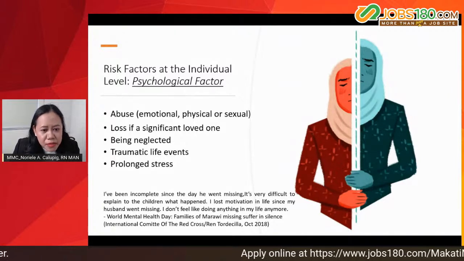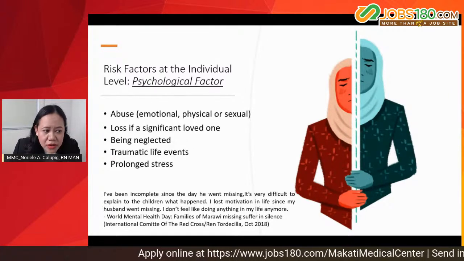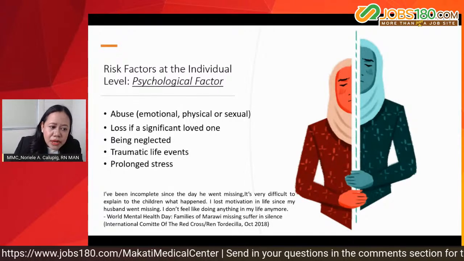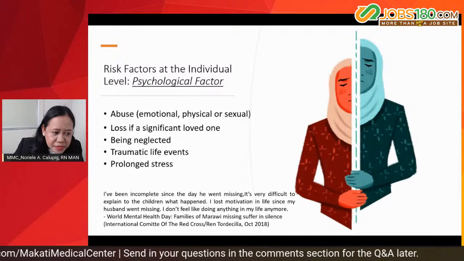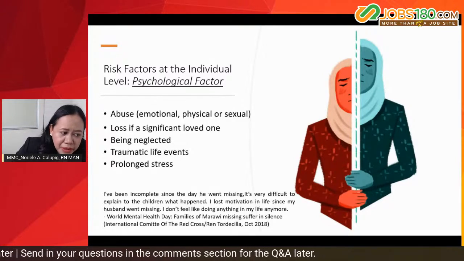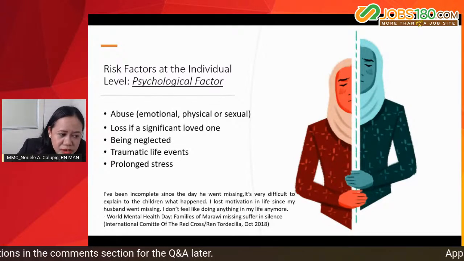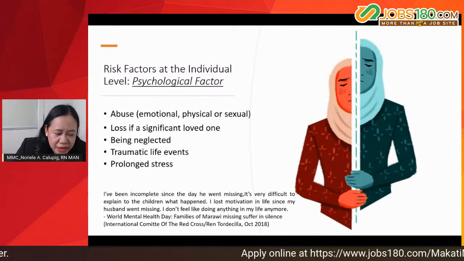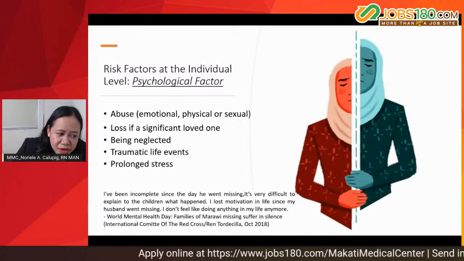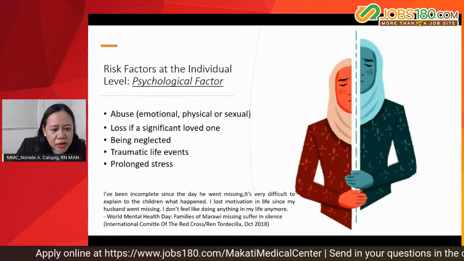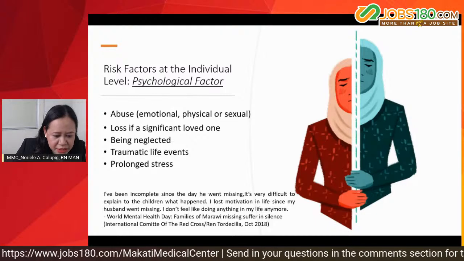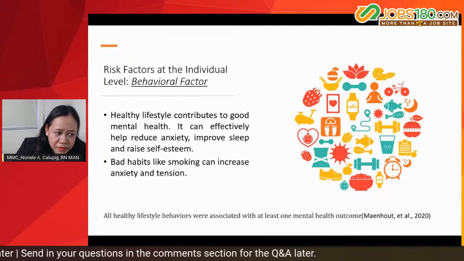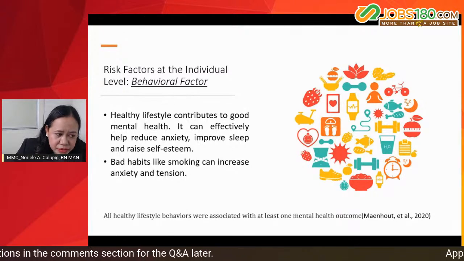So pagdating naman sa risk factors with individual level according to sa psychosocial factors, number one is yung abuse. So maybe emotionally, psychologically, or physically, or sexually. Number two is the loss of support system. And number three is being stressed, not able to cope up with sentinel events or life events. And then also, ito rin yung mga stress na napapagdaanan nila in the long time na hindi nare-resolve yung kanilang mga stressful situation.